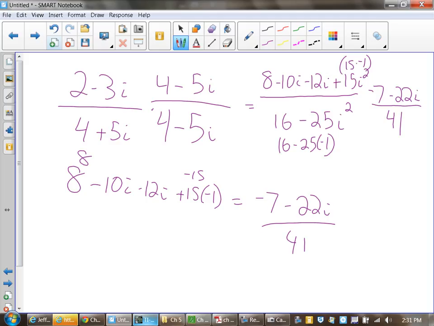Like he was asking, if you're adding or subtracting with imaginary numbers, treat the i value like you would a variable. When you're multiplying and you're FOILing stuff out, that's when you have to worry about i squareds becoming negative 1.